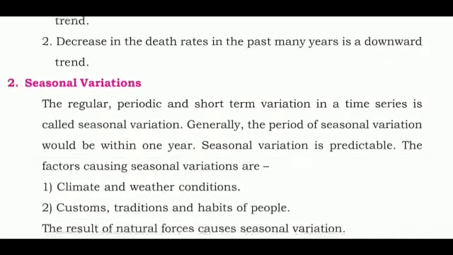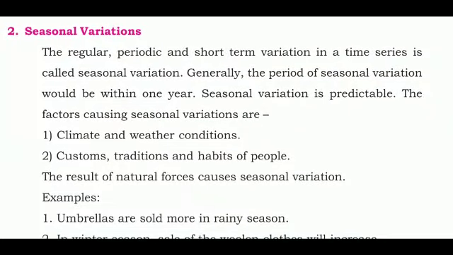Coming to the second component, the second component is seasonal variations. See, the word seasonal means the changes which are happening because of seasons, the changes which are happening because of rainy season or summer season, whatever the season, and those changes we can notice, and such a change we call it as seasonal variation. The regular, periodic, and short term variation in a time series is called seasonal variation. Generally, the period of seasonal variation would be within 1 year.